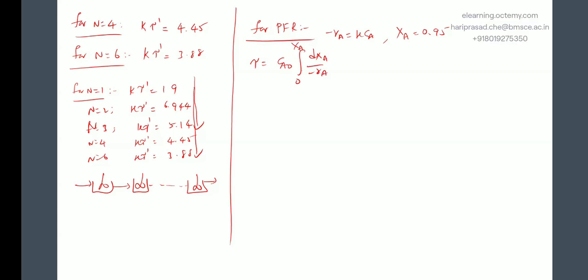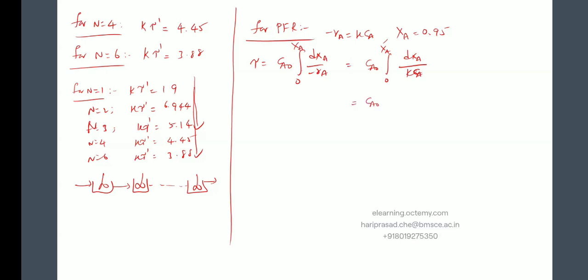Correct. So this is equal to Ca naught integral 0 to xa dxa by the rate of reaction. First order kinetics I considered, right? It is k into Ca. So this is equal to Ca naught integral 0 to xa dxa by k into Ca, and in terms of conversion, Ca is Ca naught into 1 minus xa.